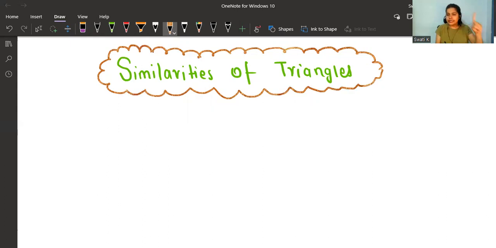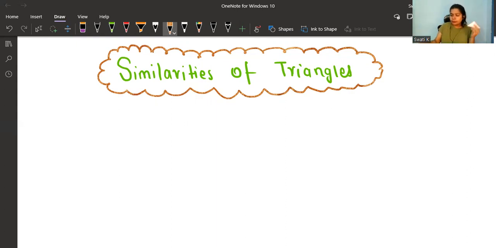First of all, same shape. That should be there, but not necessarily the same size as I showed you already, right? Same shape, but not same size. That's the first condition for the triangles to be similar. All right. Next is corresponding angles are equal. The corresponding angles have to be equal.